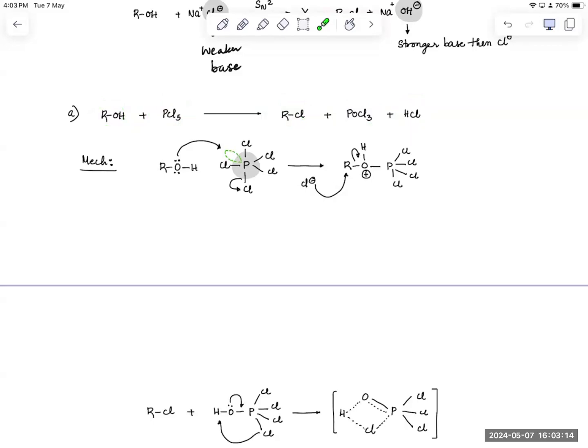Now see how the mechanism works. The alcohol will first attack the empty d orbital of phosphorus. So this is acting like a nucleophile here.